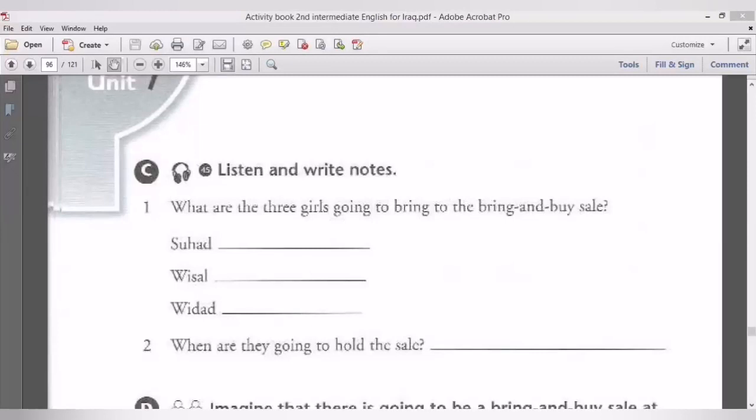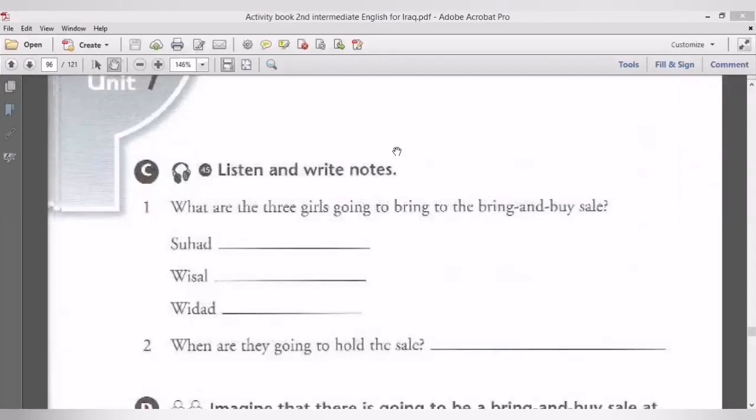So, you have just heard three conversations of Sarah with other girls, Suhad, Wissal, and Widad. So, what does Suhad decide to bring? A camera, yes, a camera, not a cameras. Yes, exactly. And what does Wissal decide to bring? Some books. Yes, exactly. And now what does Widad decide to bring? A doll.